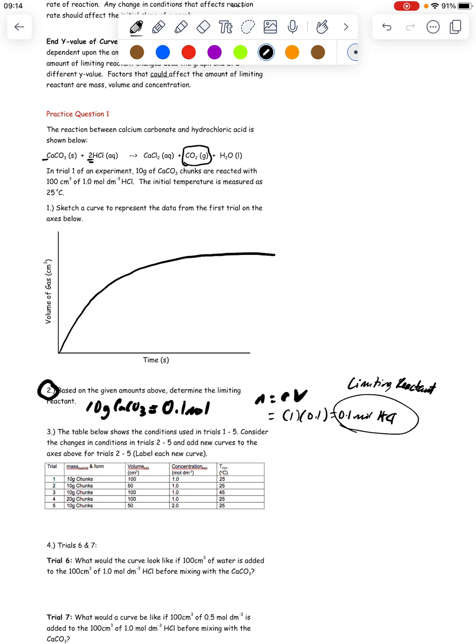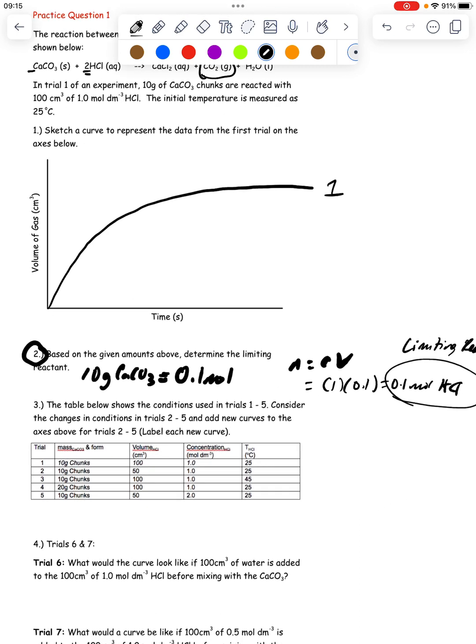It increases very quickly at first when there are a lot of reactant particles around, so a very high frequency of collisions. And then as the reactants get used up, they don't collide as frequently, so the rate slows down, and eventually it plateaus when the reaction finishes. So if we call this trial 1 in black, now we're going to show what happens when we make various changes.